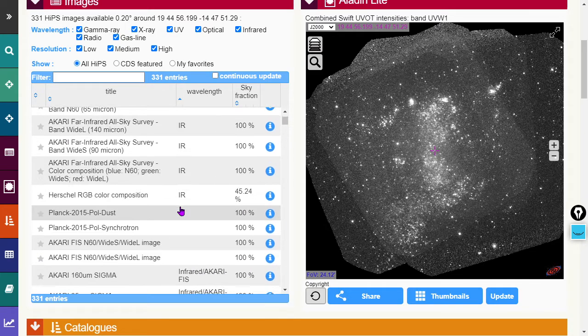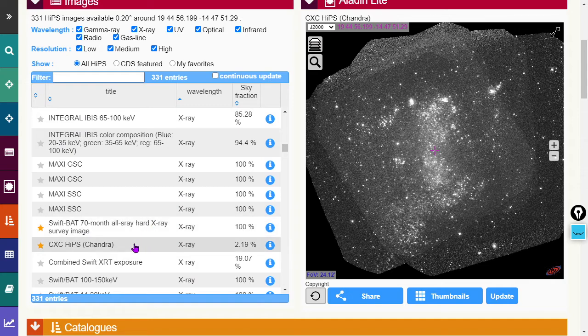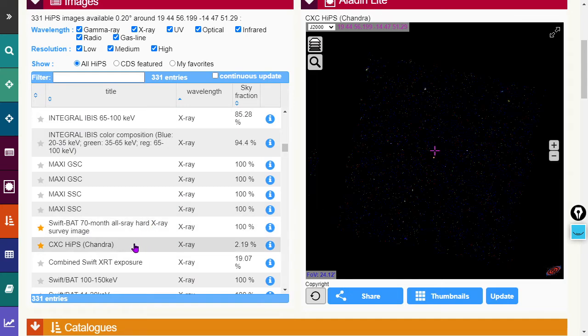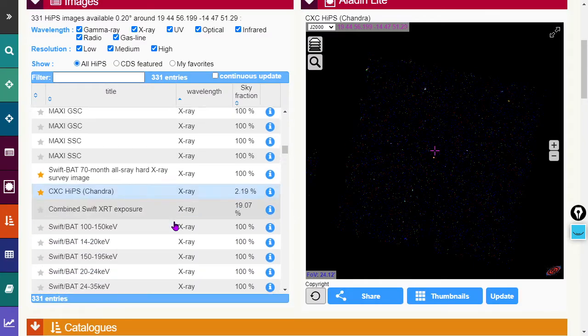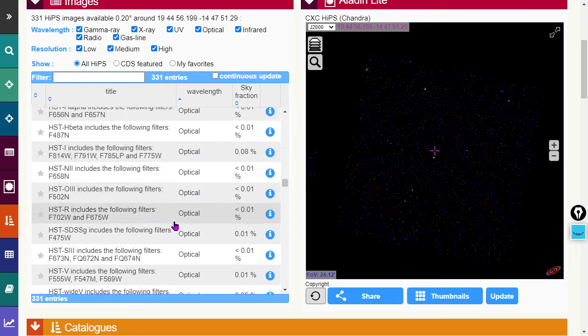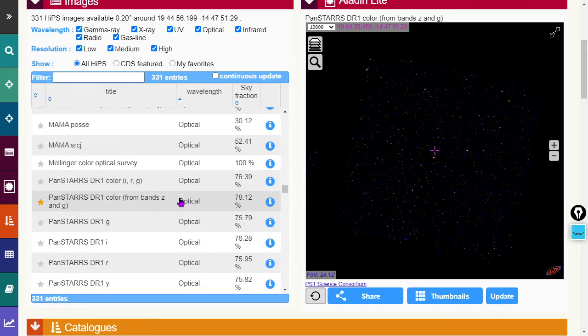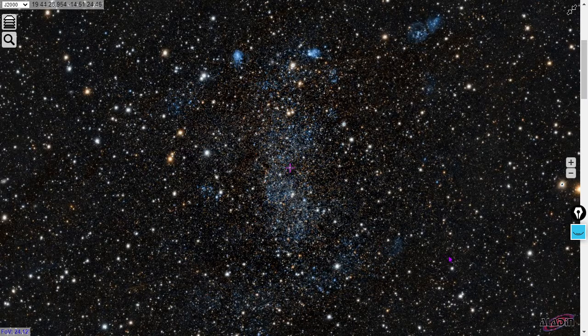However, in visible light, it's fairly... There it is in X-ray. Okay, so there's not too much X-ray emission from it. But when we look at it in visible, such as on the Pan-STARRS, a lot of blue stars there. So it's interesting in various different ways here. It's a miniature galaxy, NGC 6822.